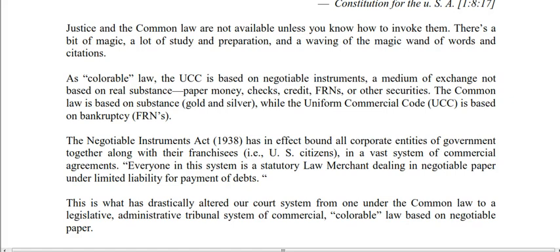The Negotiable Instruments Act of 1938 has in effect bound all corporate entities of government together along with their franchises, i.e., U.S. citizens, in a vast system of commercial agreements. Everyone in this system is a statutory law merchant dealing in negotiable paper under limited liability for the payment of debts. This is what has dramatically altered our court system from one under the common law to a legislative, administrative, tribunal system of commercial colorable law based on negotiable paper.